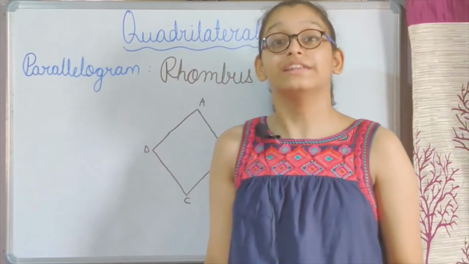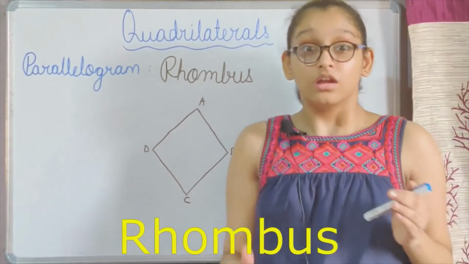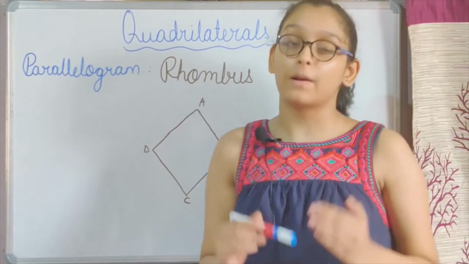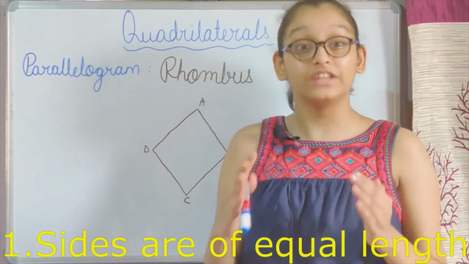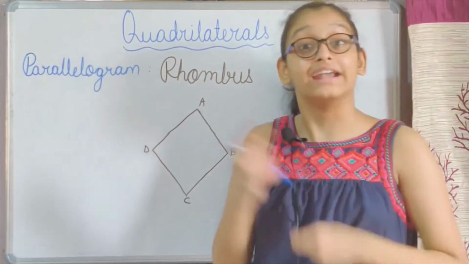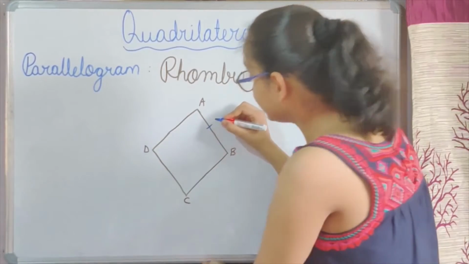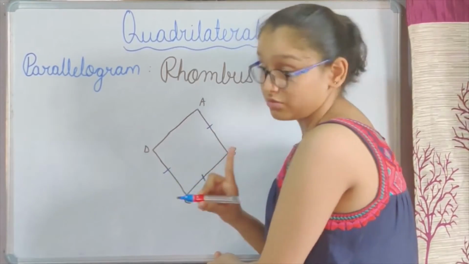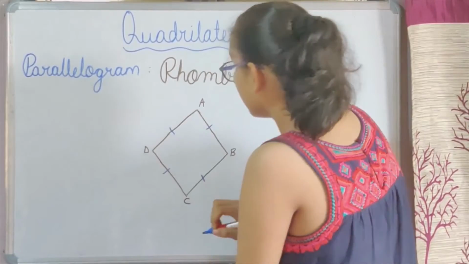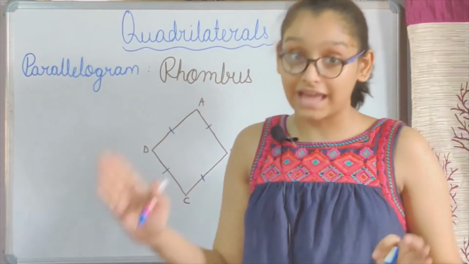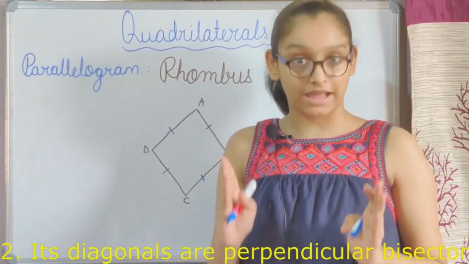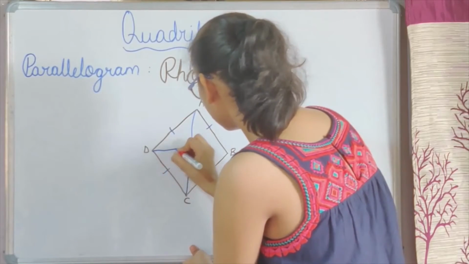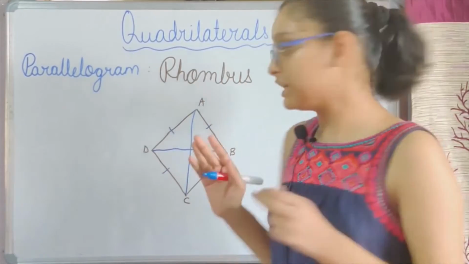Okay, so let's start with the last parallelogram, which is rhombus. So ABCD is a rhombus. Now let's start with its properties. So the first property of rhombus is that its sides are of equal length. This means that side AB is equal to side CB is equal to side CD is equal to side DA. The second property of rhombus is that its diagonals are perpendicular bisectors. This means that its diagonals cut each other at 90 degrees and are of equal length.